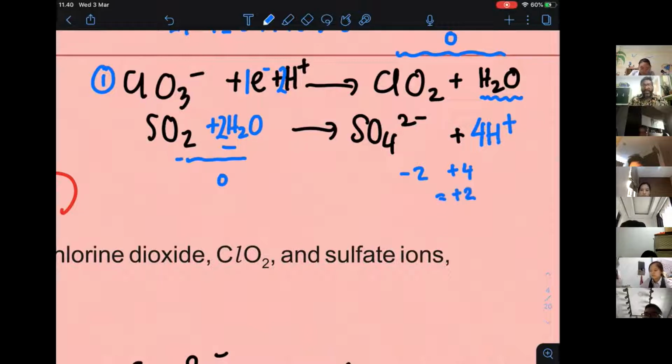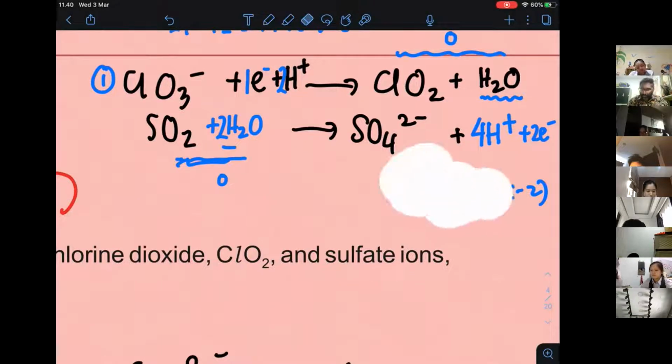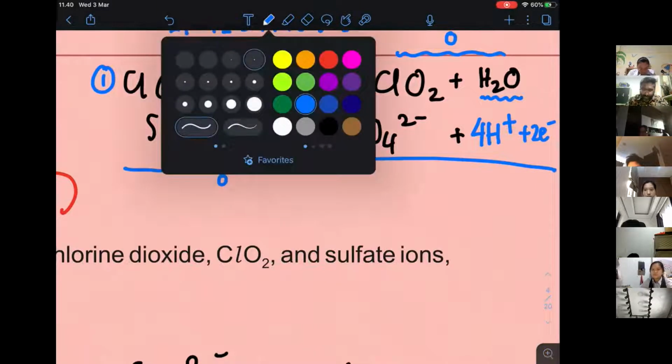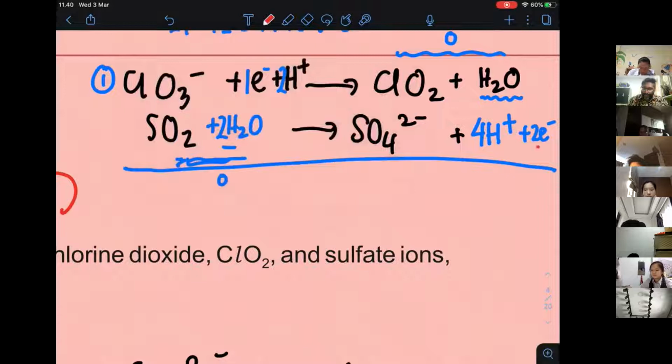But I need to make sure left and right are both 0, the same charge. So how to make it 0? It is +2, so I need to add -2. How do you get -2? By adding 2 electrons. So now the charges and everything are balanced. So we are left with just adding all of them together. But we need to make sure the electrons are balanced as well. So what we do, 2 electrons and 1 electron, you need to times everything by 2.